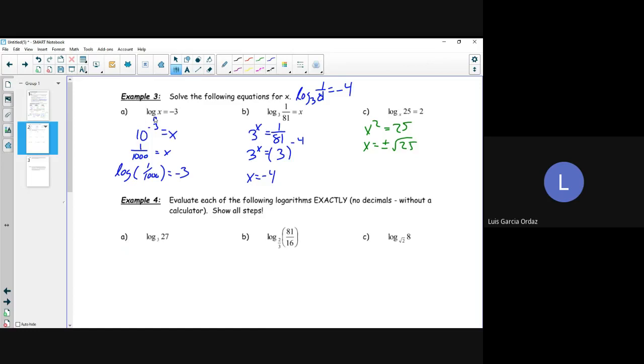Okay, but why does the argument have to be positive? The exponents can't give a negative number. So that's why we need to use x is equal to 5, which means negative 5 is inadmissible. So we get log base 5 of 25 is equal to 2.